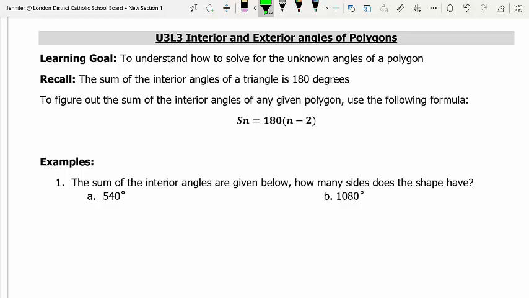Unit 3, Lesson 3, Interior and Exterior Angles of Polygons. So today the goal is to teach you guys how to solve for unknown angles of a polygon.